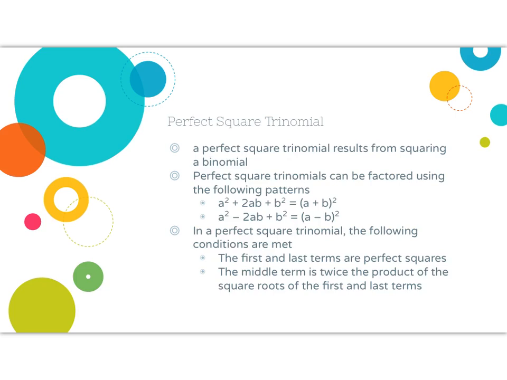So a perfect square trinomial results from squaring a binomial, so raising it to the power of 2. Perfect square trinomials can be factored using the patterns we just talked about. In a perfect square trinomial, the following conditions are met. The first and last terms are perfect squares, and the middle term is twice the product of the square roots of the first and last terms, aka it's the first and the second term multiplied by themselves times 2.